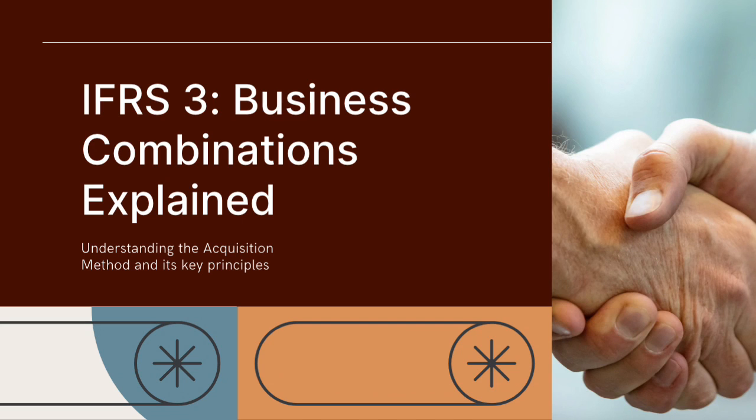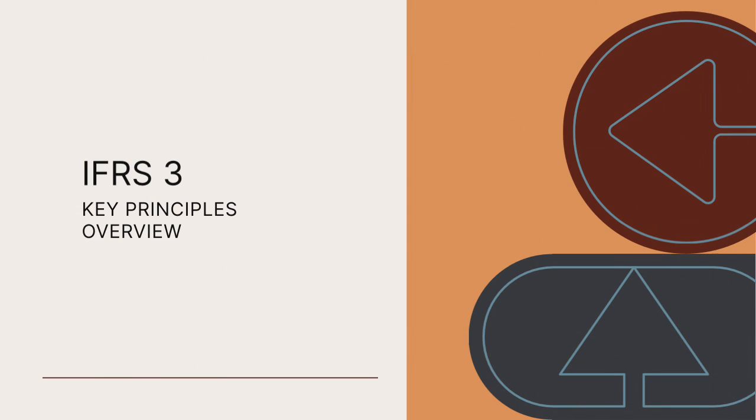IFRS 3 requires all business combinations to be accounted for using the acquisition method. This is the core principle of the standard. It involves identifying an acquirer, determining the acquisition date, and then recognizing and measuring the assets and liabilities of the acquired company. This method replaces the previous pooling of interests approach, which simply combined the book values of the entities. The acquisition method focuses on the transaction itself, recognizing the fair value of what was acquired and the consideration paid.